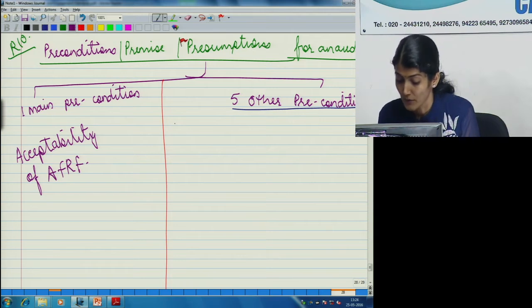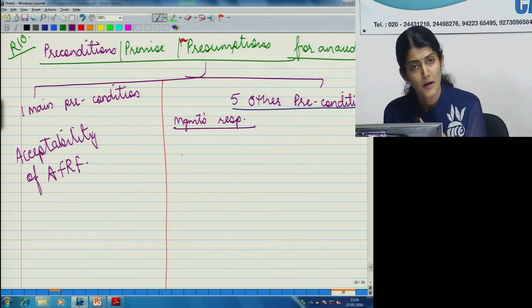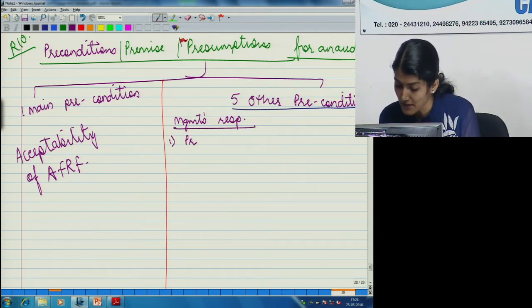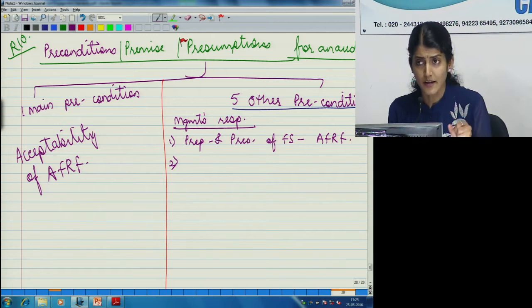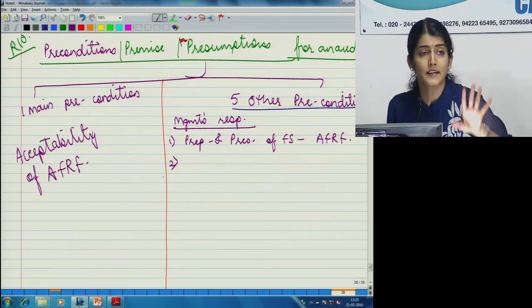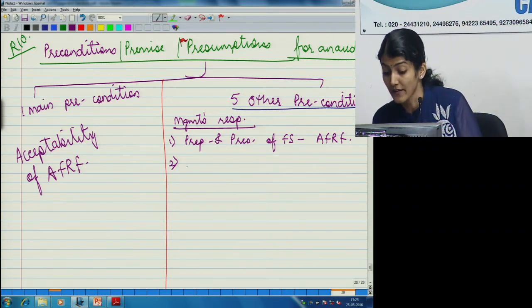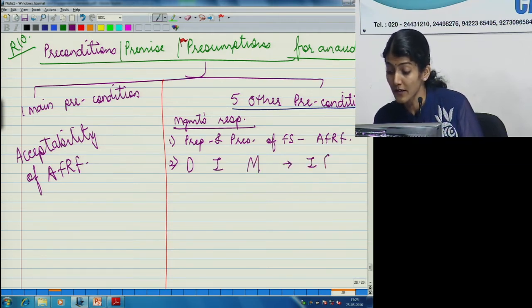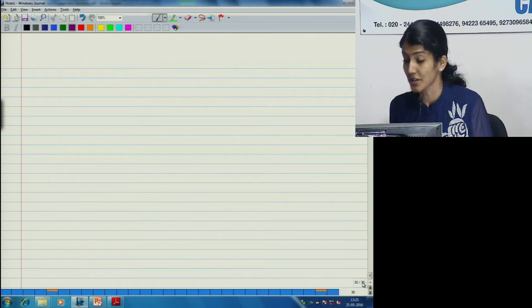What is it? 1. Whose responsibility is it to prepare financial statements as per the AFRF? Management's responsibility. So preparation and presentation of financial statements in accordance with AFRF, whose responsibility? Management's responsibility. ऐसा थोड़ी है कि हमको ये शेड्यूल 3 चलेगा, आप बना लेना. नहीं, आपको चलेगा, आपको ही बनाना है, हमको ऑडिट करने के लिए देना है. Next one, design, implementation and maintenance of internal financial controls.